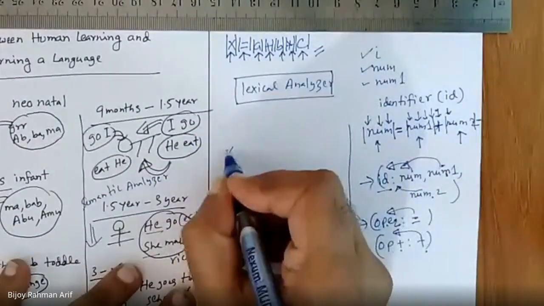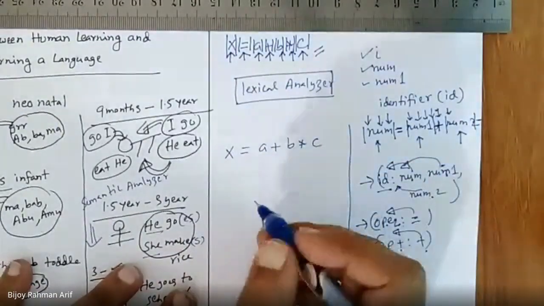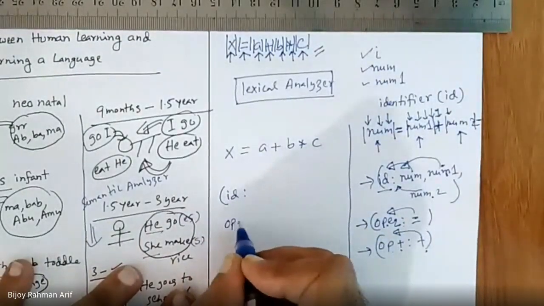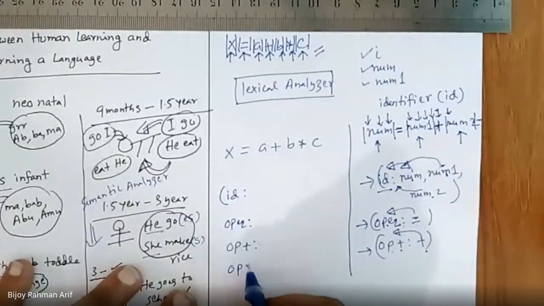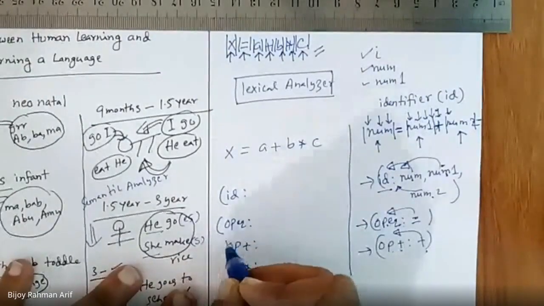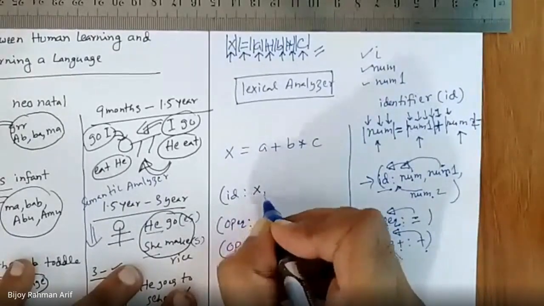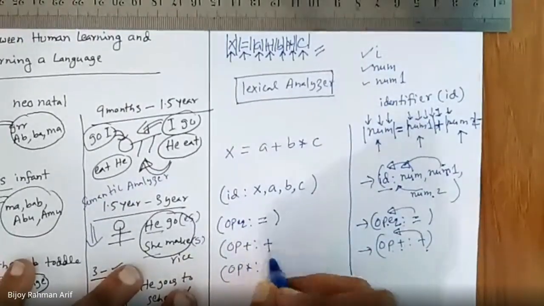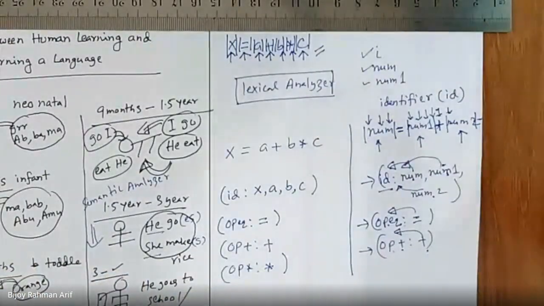If I take this statement, x equal to a plus b star c, how many tokens are there? I have ID, I have operator equal, I have operator plus, and I have operator star. After the lexical analysis step, what would be the IDs? X, A, B, and C. Operator equal, I have one instance. Operator plus, one instance. Operator star, one instance. Is it clear to you?